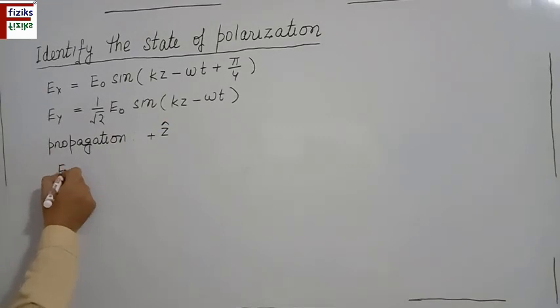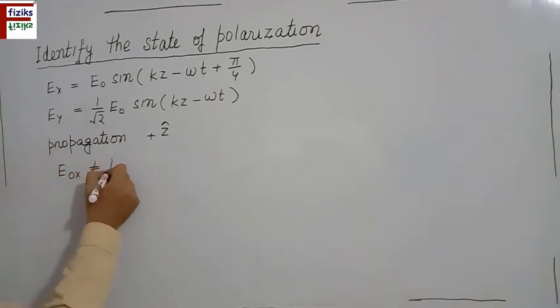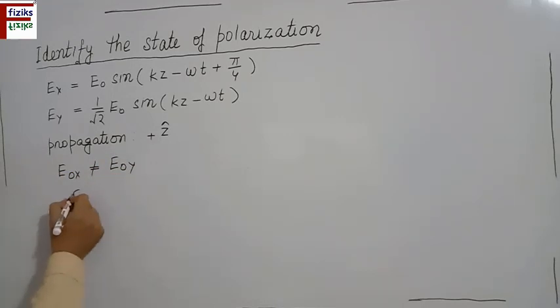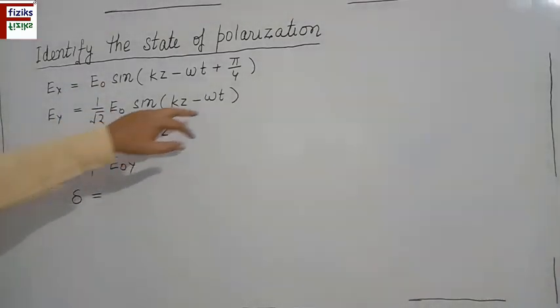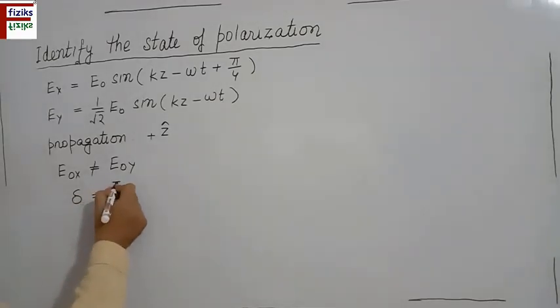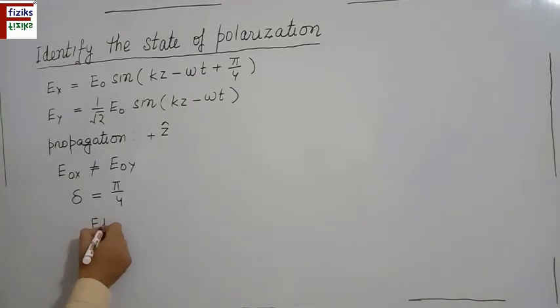Next, amplitudes E naught x is not equal to E naught y. And what is the phase difference between the Ex and Ey components? Both are sine terms here, so the difference between these two terms will be pi by 4. So the phase difference is pi by 4. When the phase difference is pi by 4, automatically the given light will be elliptically polarized light. Now we have to find out the exact state, either left elliptical or right elliptical.